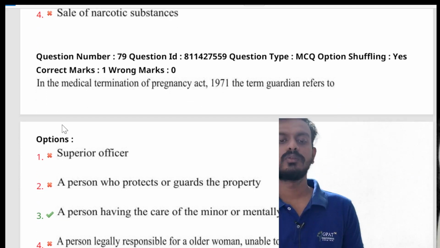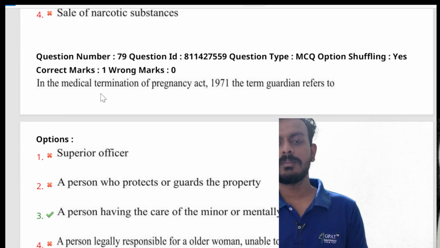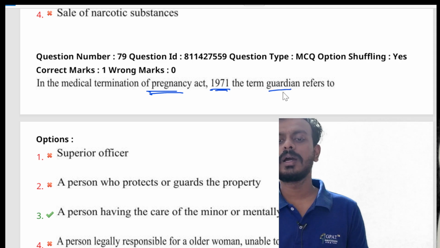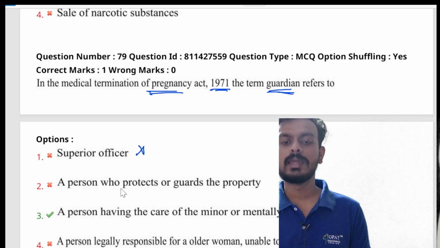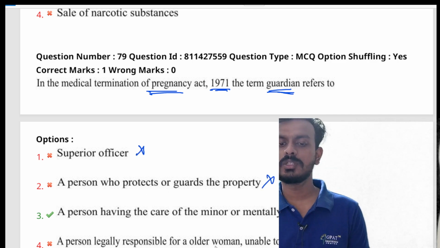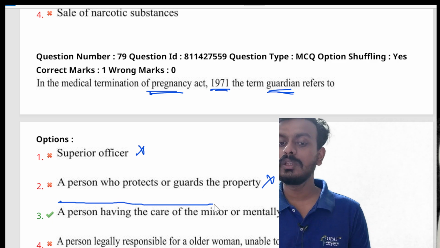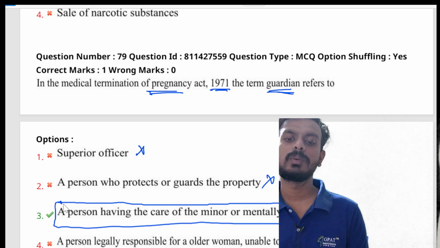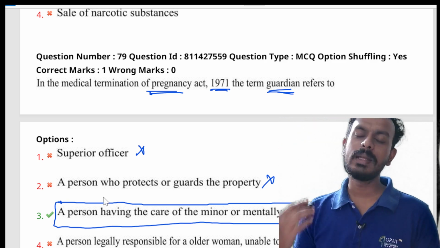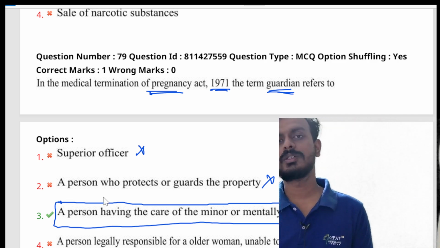Okay, so moving to question number 79. In the Medical Termination of Pregnancy Act, MTP 1971, the term guardian refers to what? Superior officer? No. A person who protects or guards the property? No. A person legally responsible for an older woman unable to manage her affairs? No. Yes, the guardian is a person having the care of a minor or mentally ill person. A person who is taking care of a minor or a mentally ill person basically comes under a guardian.